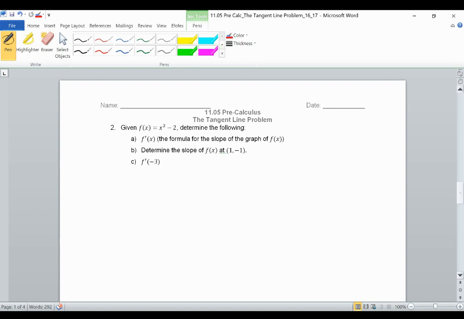This way is a little bit longer, a little more tedious, but also pretty rewarding when it works out, which is kind of cool. All right, let's try another one.